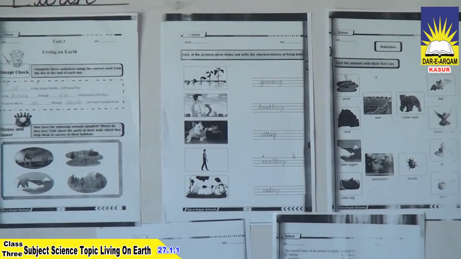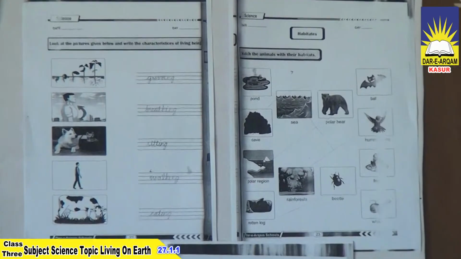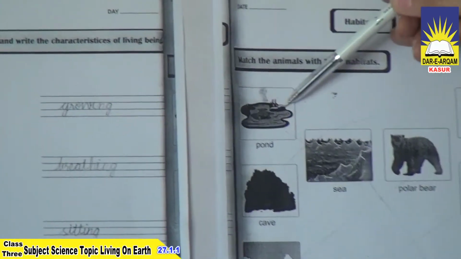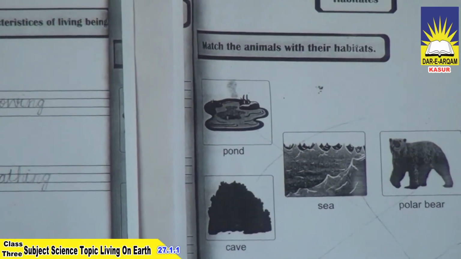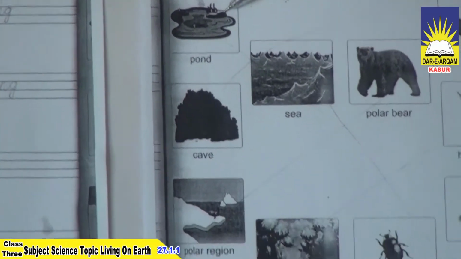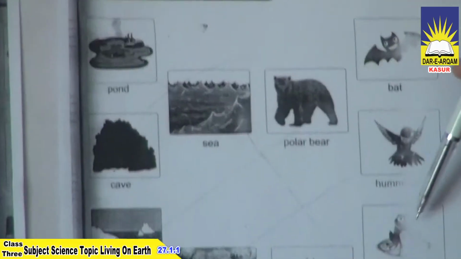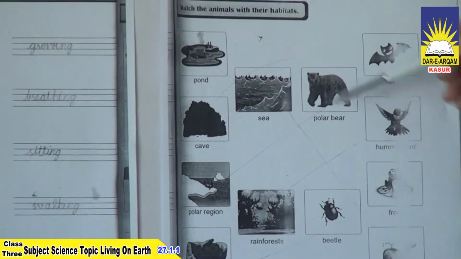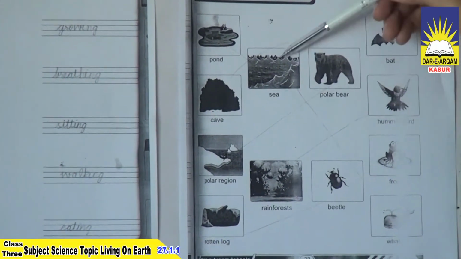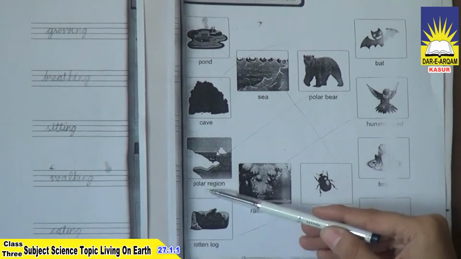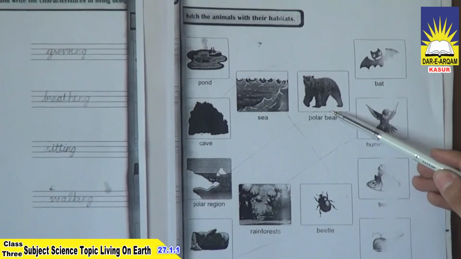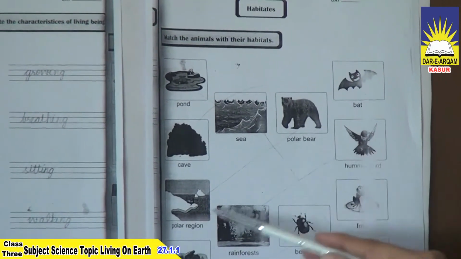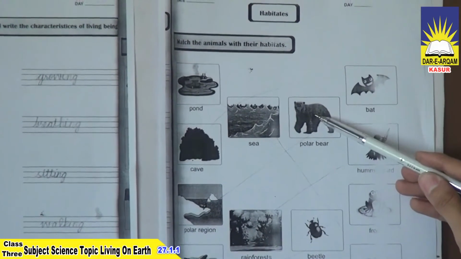On this page, habitats: match the animals with their habitats. First one is pond. Frog lives in a pond, so match the pond with frog. Second one is sea; whale is the part of the sea, so match this one with sea. Then polar bear and polar region. We can see by their names, polar bear and polar region, so we match them.